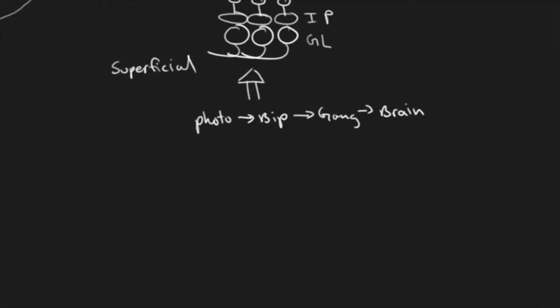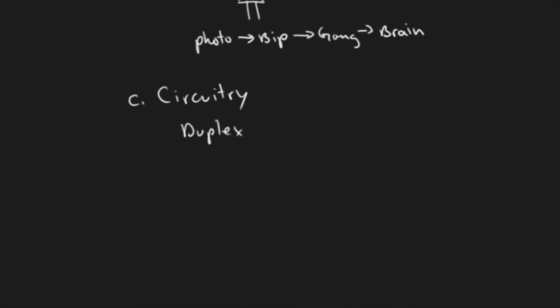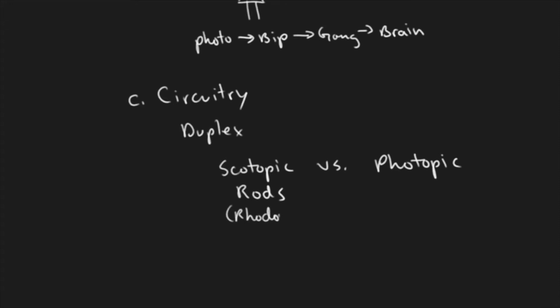To get into the circuitry, we have to understand that the retina is a duplex, meaning that it's comprised of two functioning aspects, the scotopic and the photopic. The scotopic retina activates in the dark and is comprised of rods. These rods contain a pigment called rhodopsin, and that's a purple color.